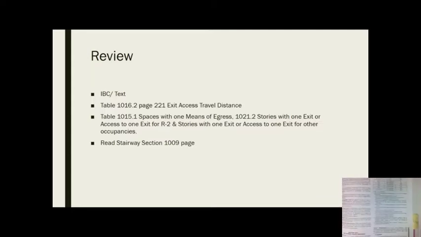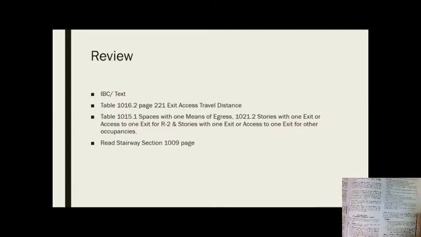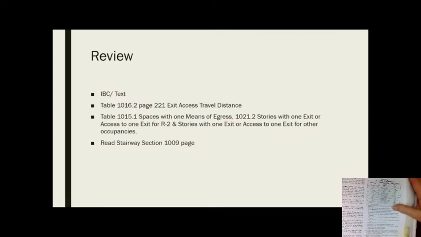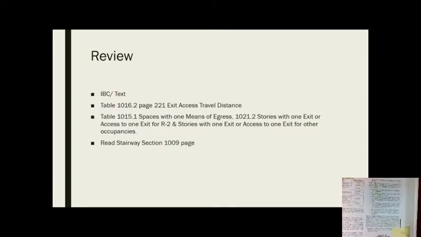Another table or section that you need to look at is section 1016. This is exit access travel distance. How far can you go in a building before you have to get to an exit? This, of course, is with and without a sprinkler system. So note table 1016.2. Very important that you get those down.